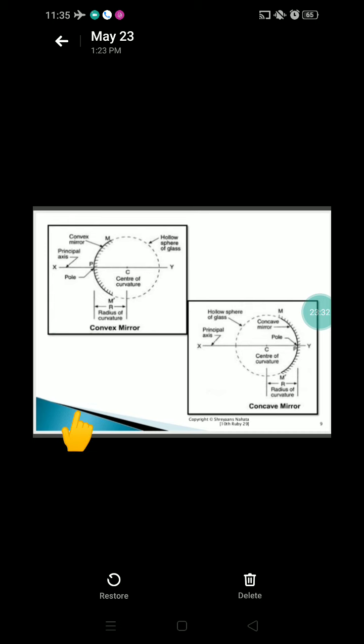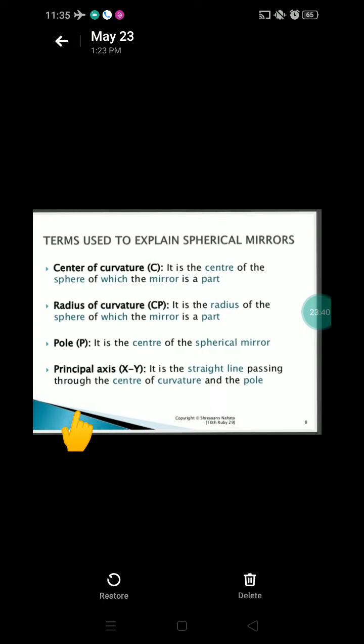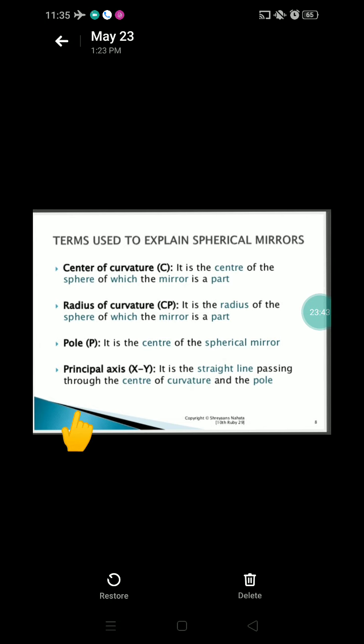Please, students, take your physics note and write the questions. Define the following terms. First one, center of curvature. Second one, radius of curvature. Third one, pole. Fourth one, principal axis. Students, please write in your notebooks.